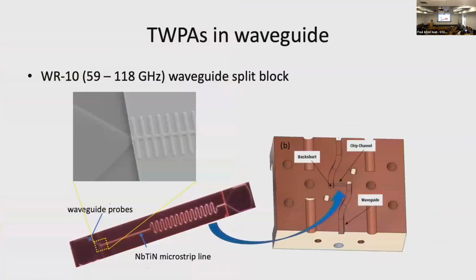So we're using waveguide because at these frequencies, the coax just becomes much too lossy. And so the idea is to insert our paramp chip into a waveguide split block shown here. And then the power is coupled from the waveguides onto our microstrip line using what are called waveguide probes, one on the input and one on the output.